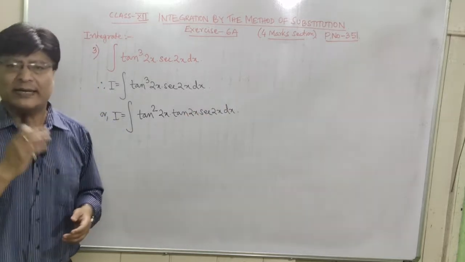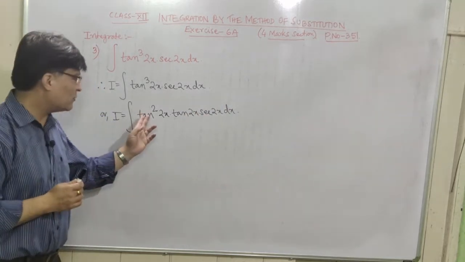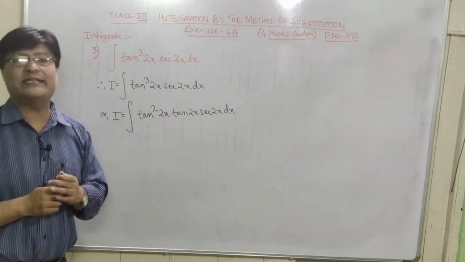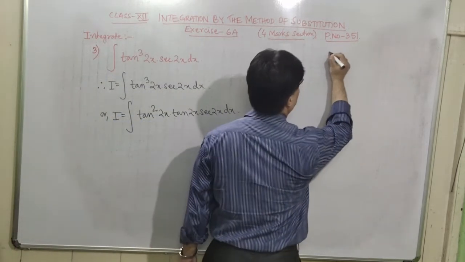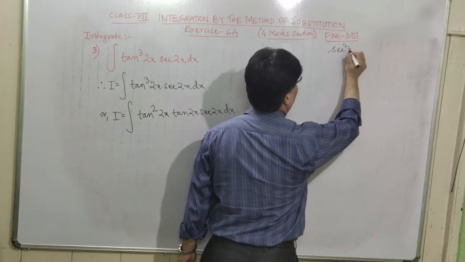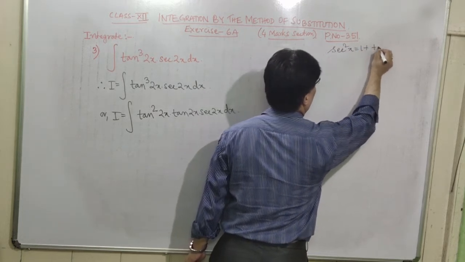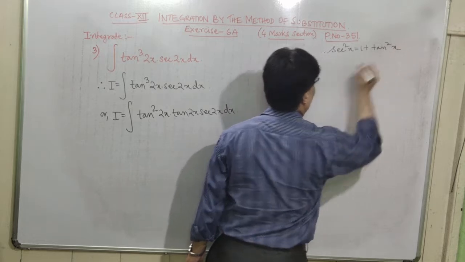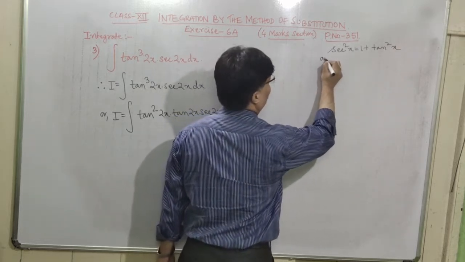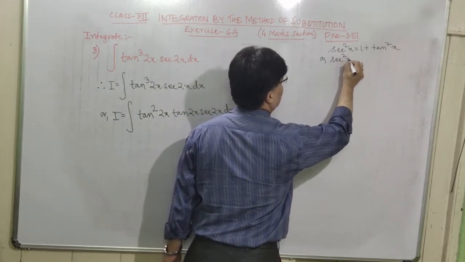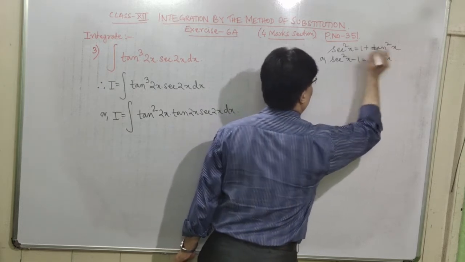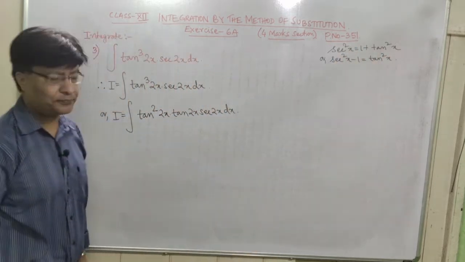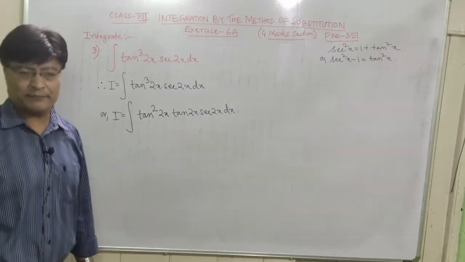So we can manipulate that constant, isn't it? So let us convert this tan square 2x into sec square 2x minus 1. You know this formula, isn't it? That is sec square x is equal to 1 plus tan square x. So what is the formula for tan square x? It is sec square x minus 1 is equal to tan square x. So I think you have understood it.